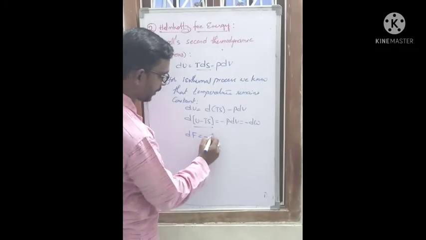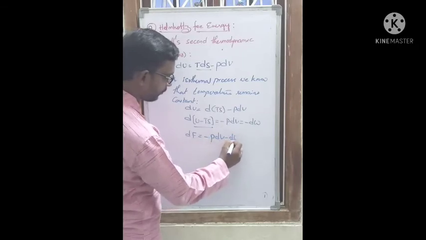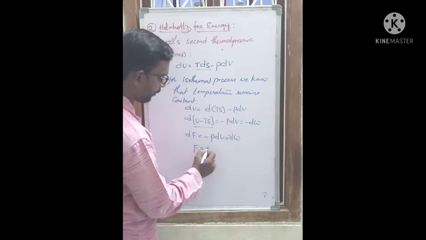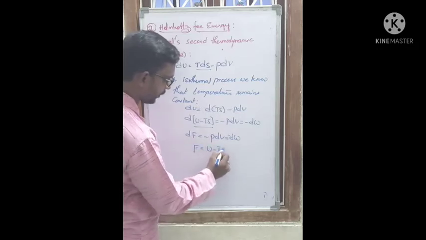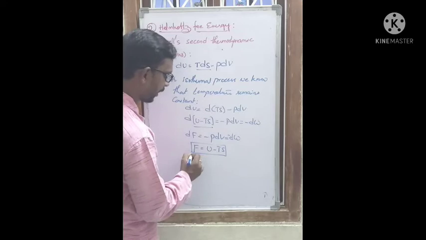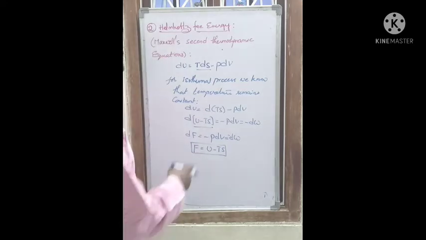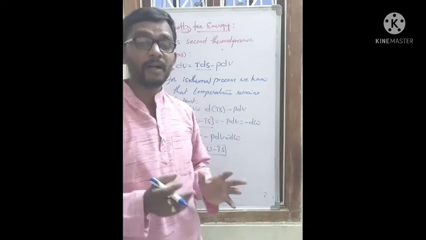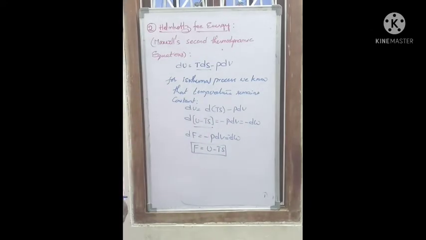So dF equal to minus PdV, that is equal to minus dW, and where F equal to what? F is equal to U minus TS. So what does F represent? F represents Helmholtz free energy. It is a very important function.